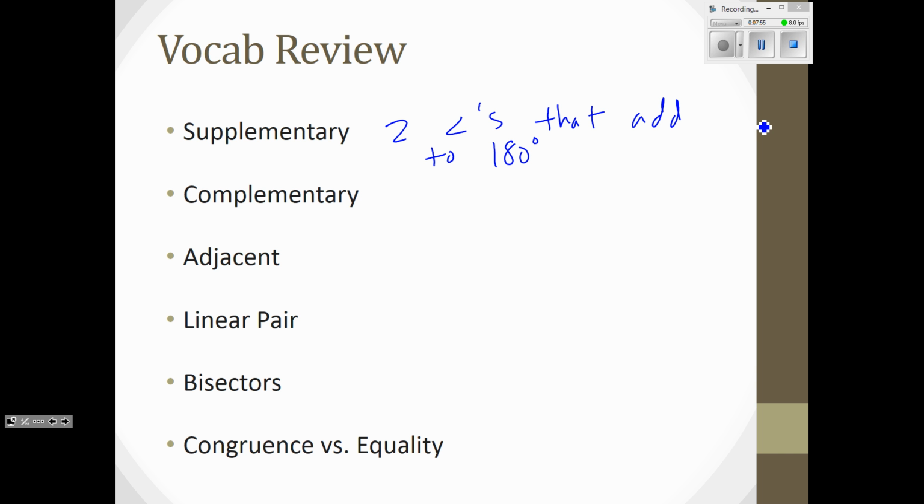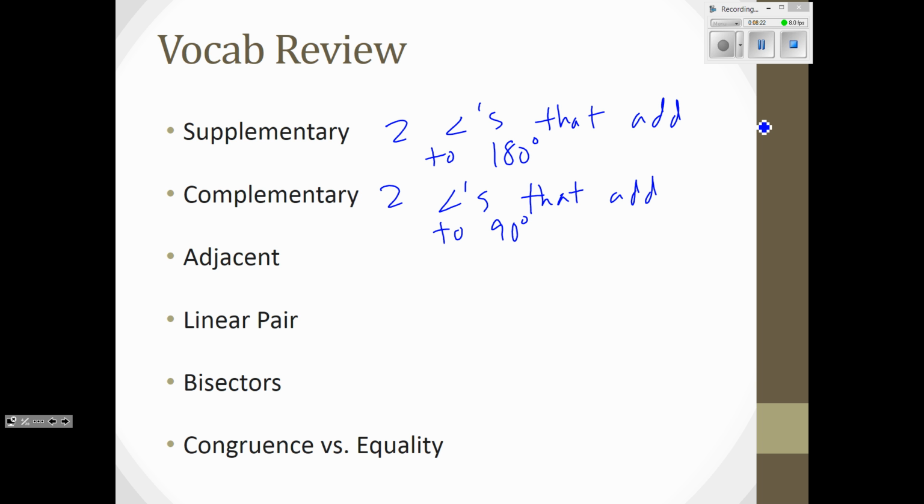Okay, what about complementary? Not 360, 90. So this is two angles. This is just shorthand for angle, right? I'm just being lazy about writing. So two angles that add to 90 degrees.